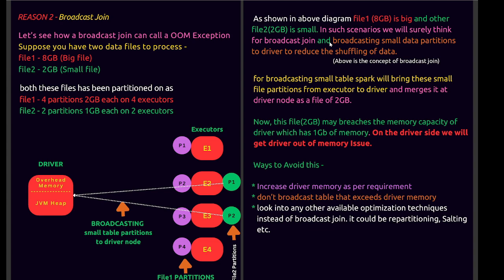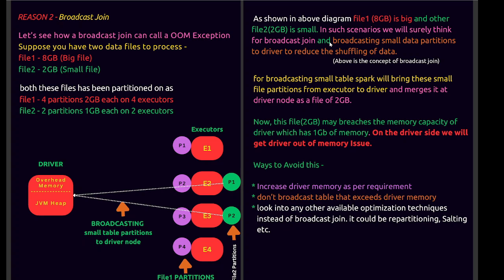For broadcasting a small table, Spark will bring these small file partitions from the executor to the driver and merge them at the driver node as a file of 2 GB. See, initially we partition the big data file into 4 partitions and the small data file into 2 partitions. But when we are thinking of this broadcast join to avoid the maximum shuffling of data, we will again broadcast the small data partitions to the driver node to combine and merge them as a file of 2 GB.